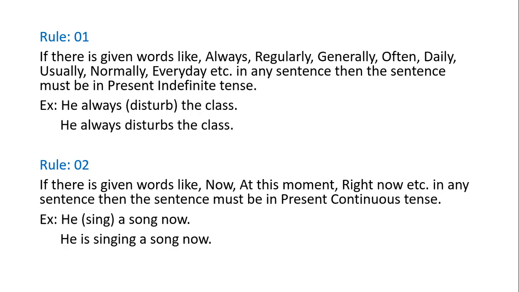Rule number 2: if there are any given words like now, at this moment, right now, etc. in any sentence, then the sentence must be in present continuous tense. So by watching these words in any sentence, we can easily find out the sentence will be in present continuous tense. For example, he sing a song now. You see there is a now in the given sentence. By watching this now, we can easily find out that this sentence will be in present continuous tense. So the correct form will be, he is singing a song now.